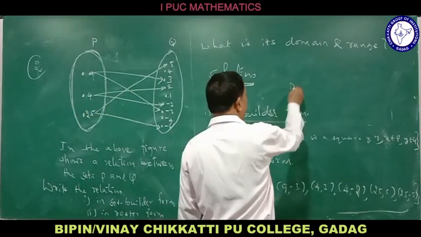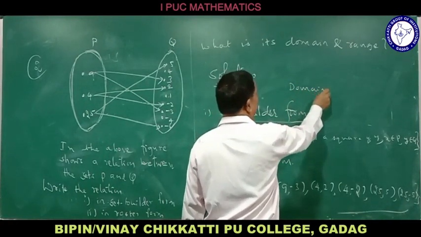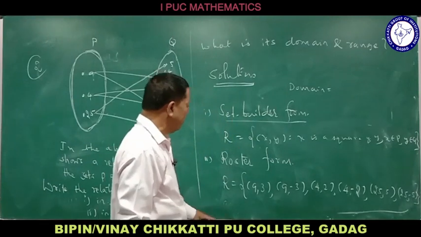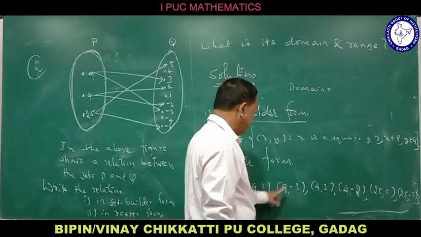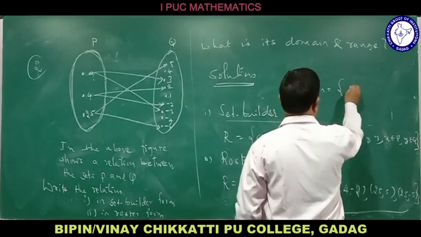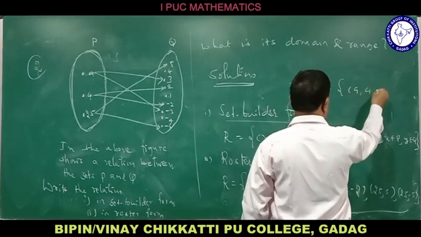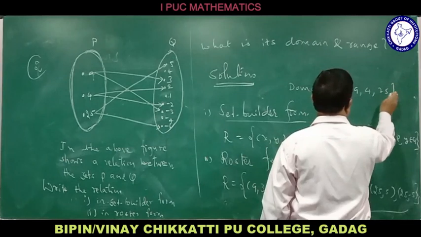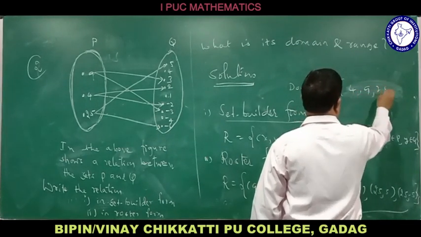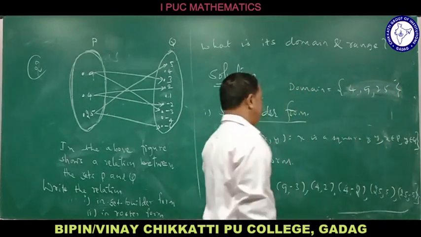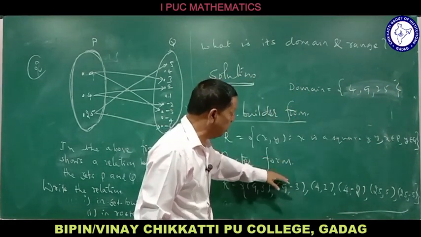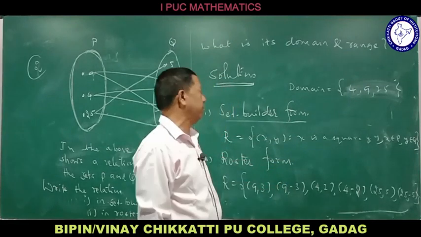Already I have told you the domain of this relation is nothing but the set of all first elements. Which are the first elements you see? 9, 4, 25. Once again, write in increasing order: 4, 9, 25. 4, 9, 25 are the first elements of the ordered pairs in this relation.